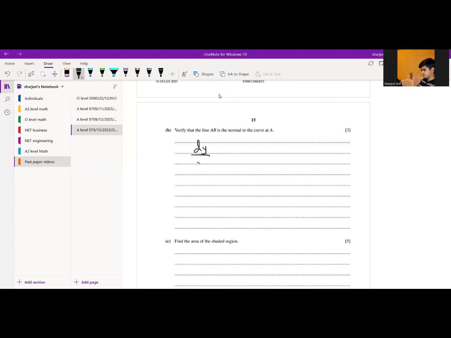So dy by dx is equal to 9 minus 3 into (2x plus 1) power 1 by 2. Substitute x equal to 3 by 2. 3 into 2. M1 is equal to 3. M2 will be equal to minus 1 by 3 and the equation will be y equals minus 1 by 3 x plus c. So this is going to find the line that is normal to the curve.